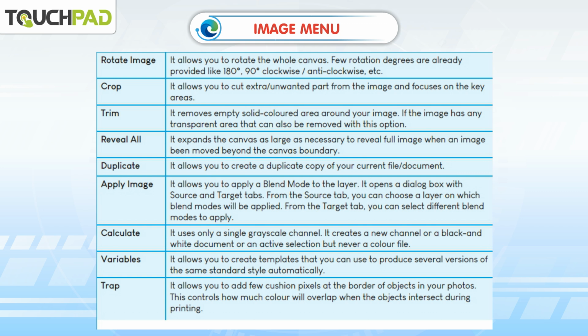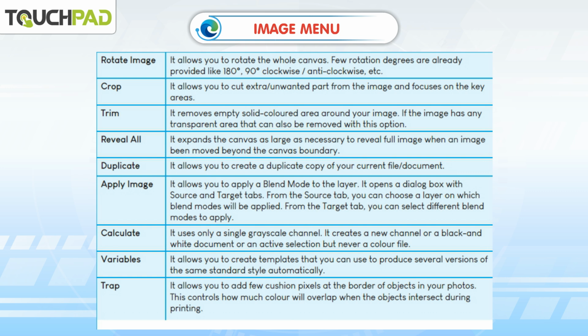Apply image. It allows you to apply a blend mode to the layer. It opens a dialog box with Source and Target tabs. From the Source tab, you can choose a layer on which blend modes will be applied. From the Target tab, you can select different blend modes to apply.